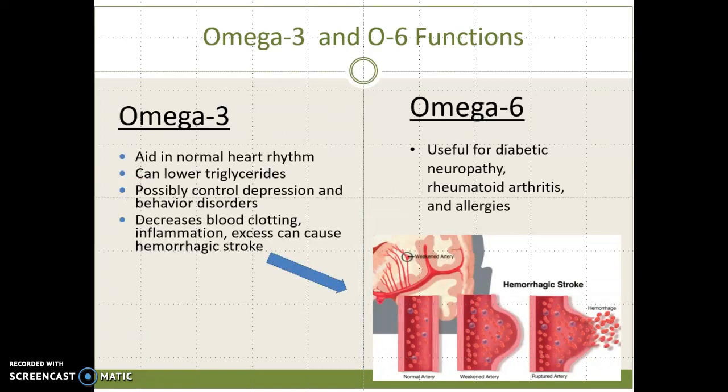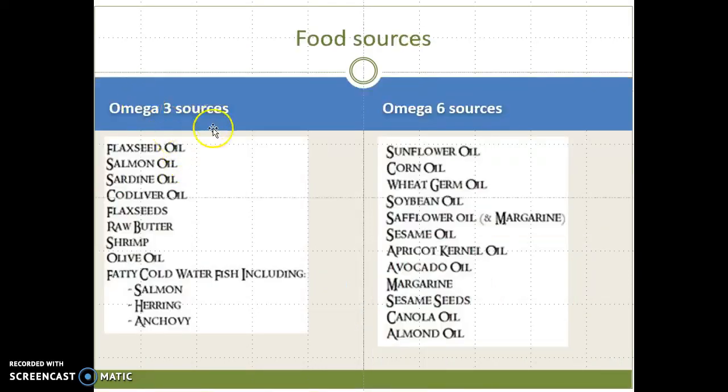Another one would be, let's see where that slide is, here we go. So here, omega-3: flaxseed oil, salmon, cod liver oil, butter, and then some of the fishes. And then for omega-6, these are the things we see more often: sunflower, corn, soybean oils, canola oil. Those are much higher in omega-6.